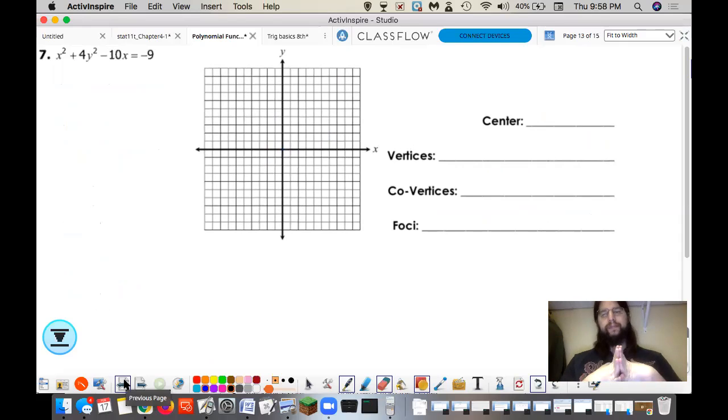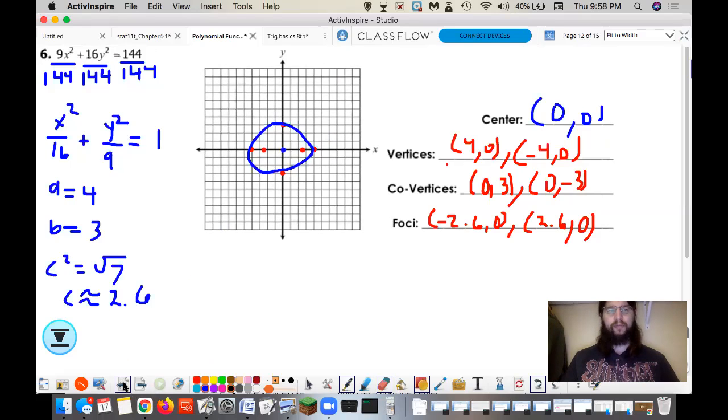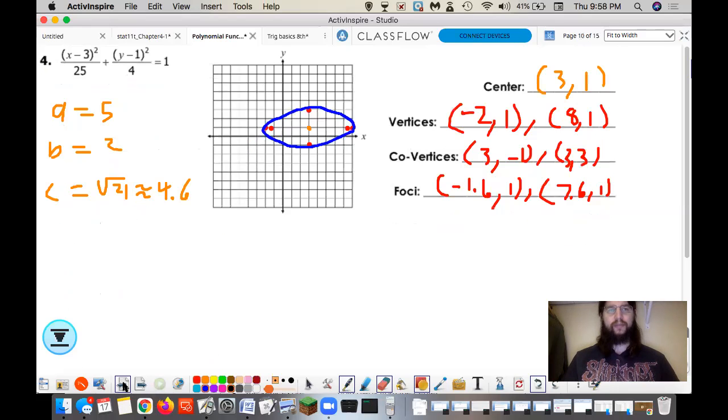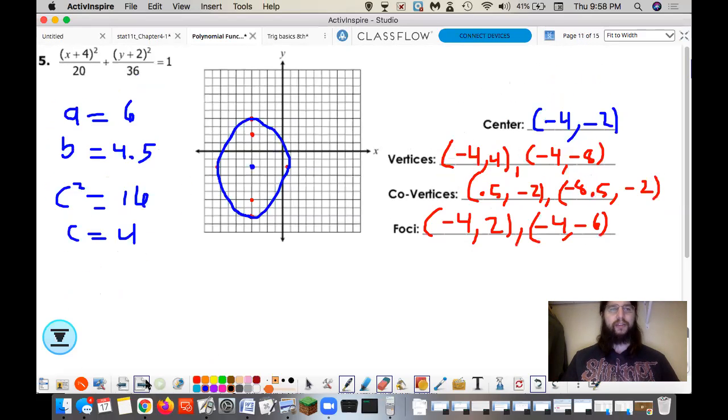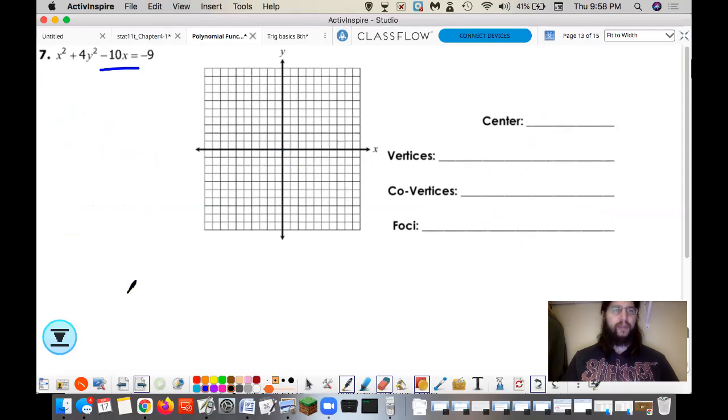What's different here? You see it? Do you? X. We haven't had one with an X in it before. It's all been just X squared, Y squared. You remember what I told you to do? Of course you don't. Complete the square. So we're going to regroup this thing. I'm going to write my x's next to each other, leaving some space. I'm going to stick something in there. I don't know what yet.